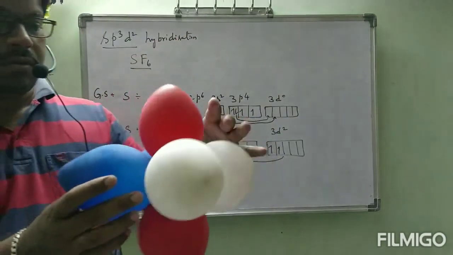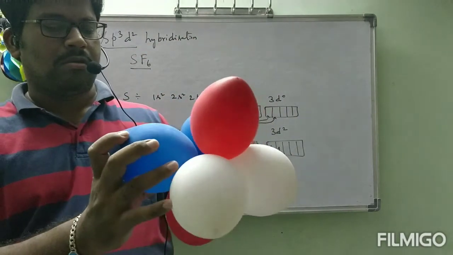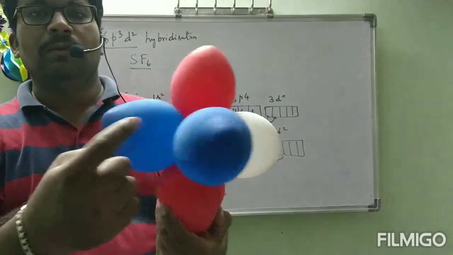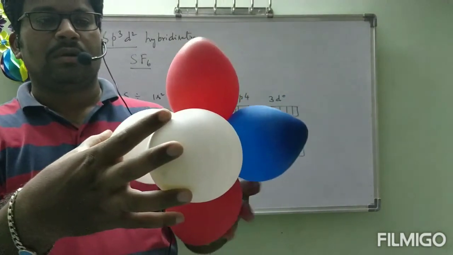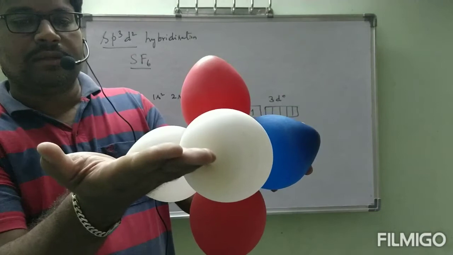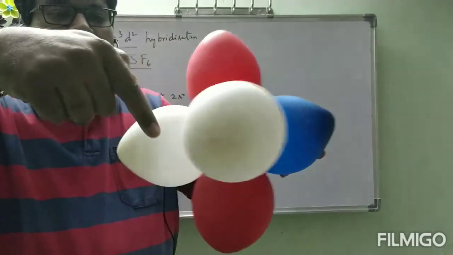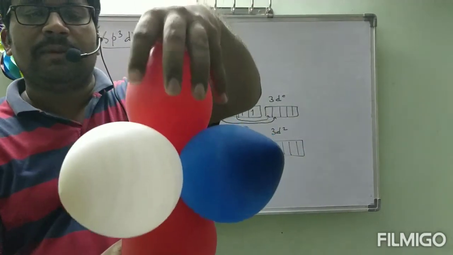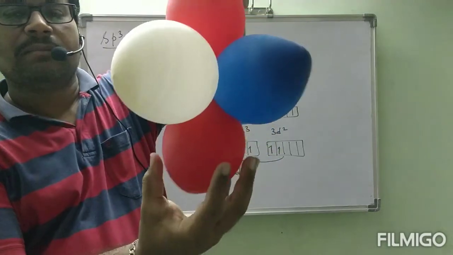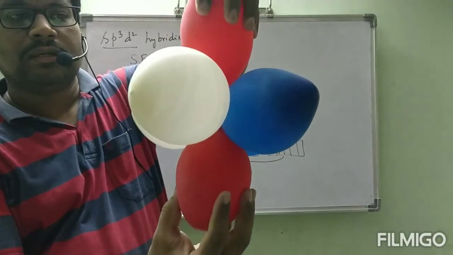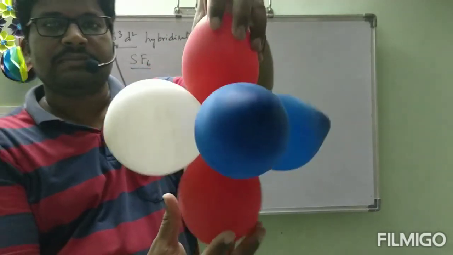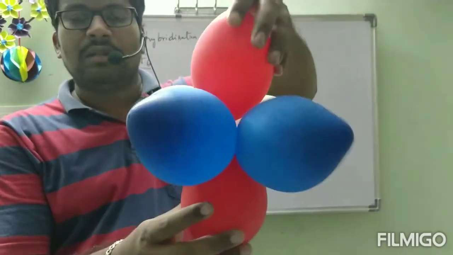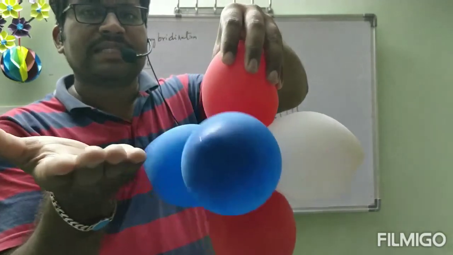See, all of you. Observe, 2 blue balloons and these 2 white balloons are in plane. If you join these, you will get a square. This one will be above the plane, this one will be below the plane. Two red orbitals: one is above the plane and another one is below the plane. The remaining four, two blue and two white, will be present in the plane to form a square.